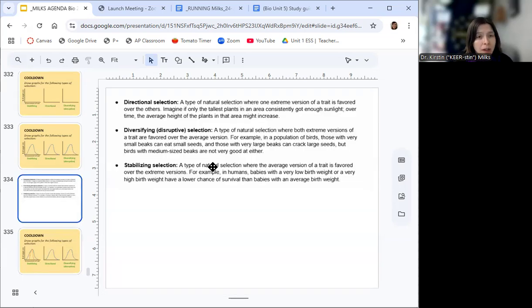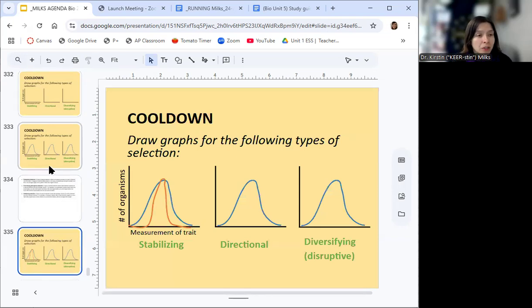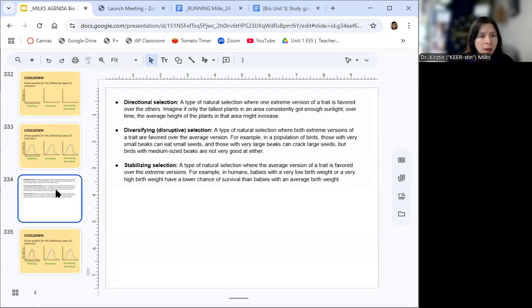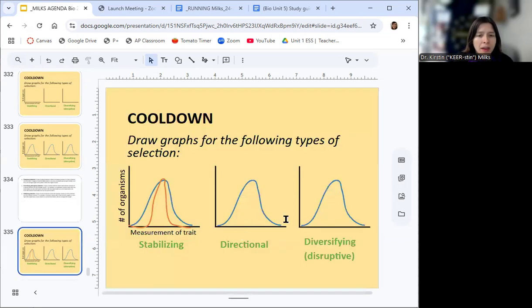Now, directional is the story that you have seen a lot. And so I'm going to ask that you read this part and draw the after picture. And then diversifying might be a little tricky, but I think you'll be able to see, you're going to make like an upside down W. So there'll be a bunch where the low trait is favorable, so there are lots of them, or there's something that a high trait can do.